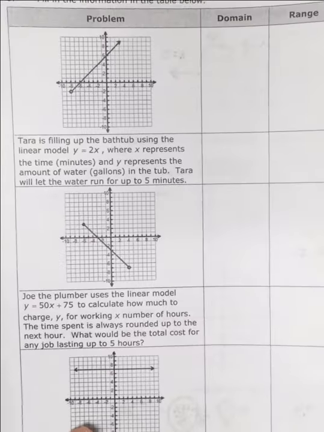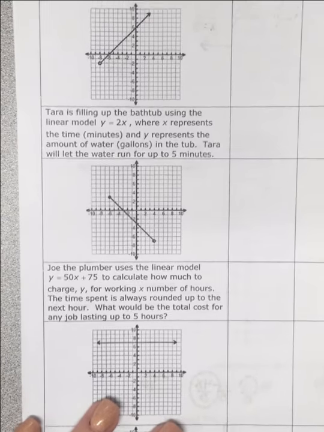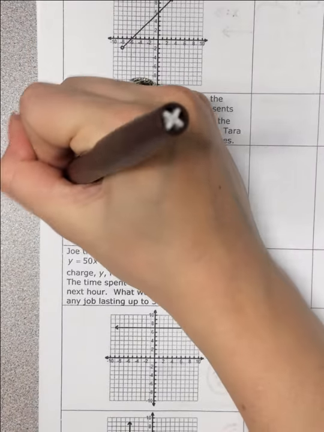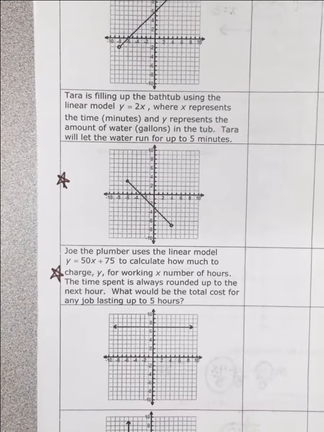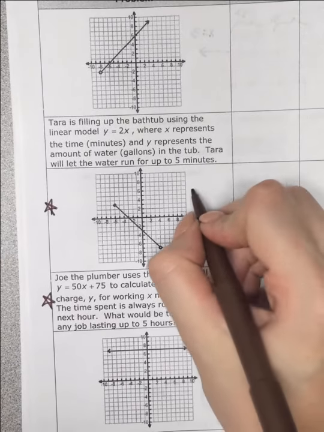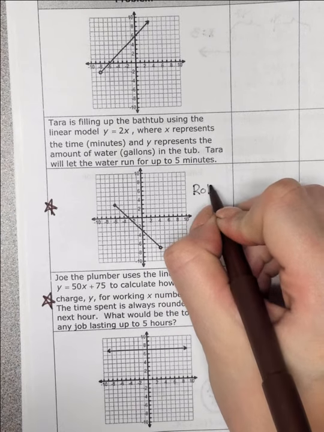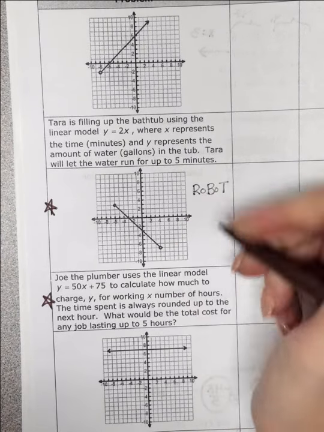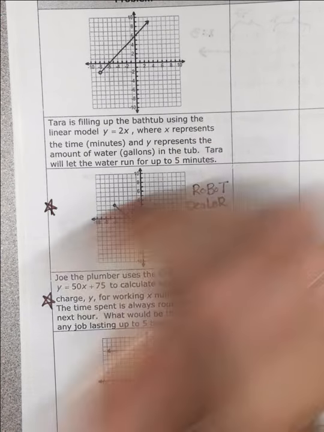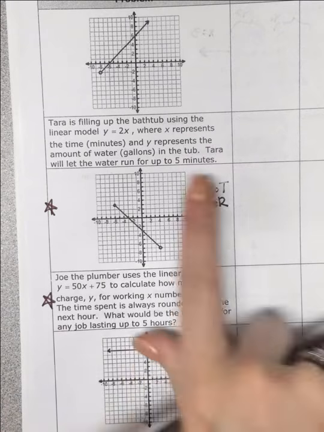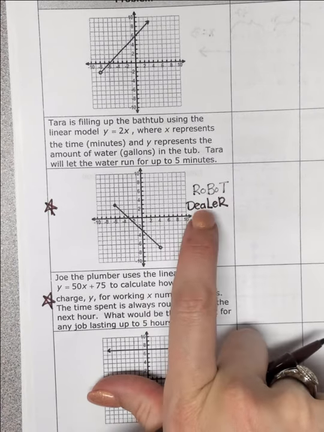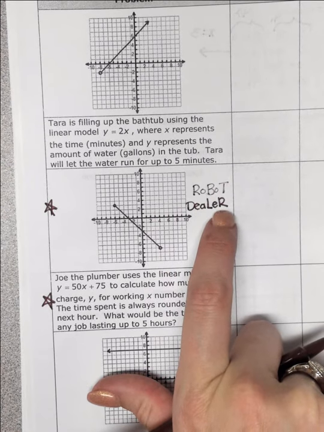Okay, on number 6, this one and this one are good, but what you really need to pay attention to is this one and this one. Okay? So it's asking for domain and range. Your teacher may have showed you today, robot dealers. Range is bottom to top. Domain is left to right. That's what it helps us remember.